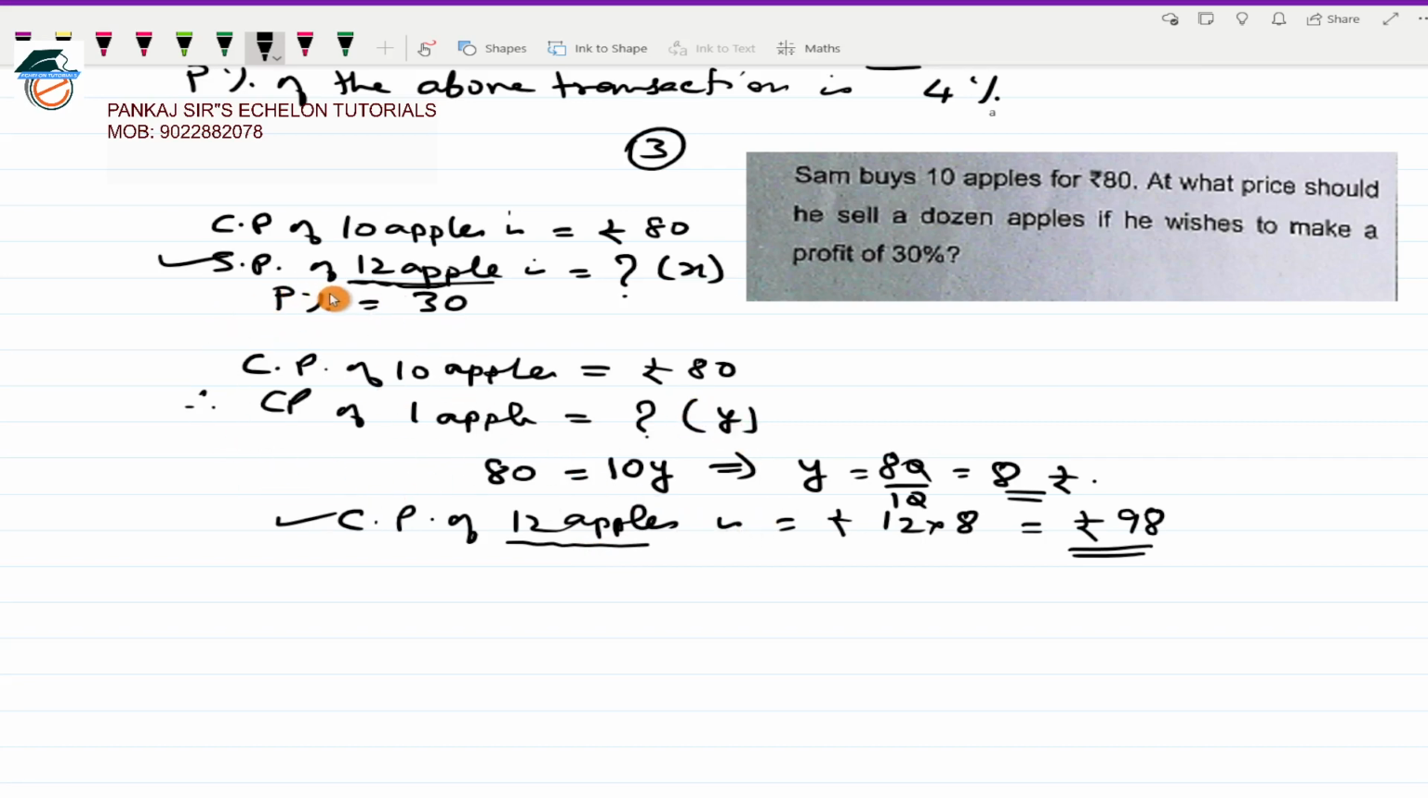So now I have two pieces of information. The cost price of 12 apples I've got. I want to find out the selling price of 12 apples. Okay. And I know that the profit percent has to be 30. So now I'm going to use this formula.